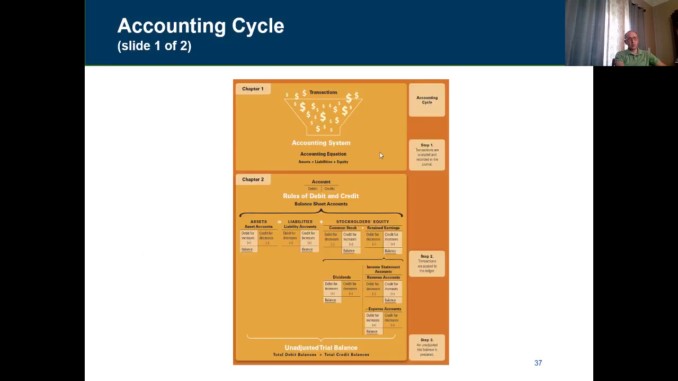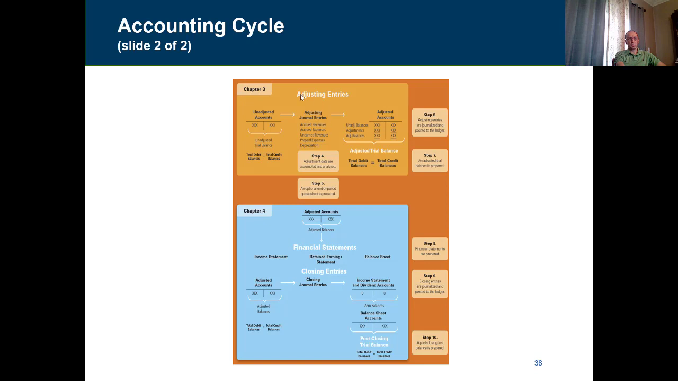So again, in chapter 1, we got to know the accounting equation, and we talked about the accounting system. And this is where we have the first step, where transactions are analyzed and recorded in the journal. In chapter number 2, we got to the rules of debit and credit. We've seen how the accounting equation is related to the balance sheet, and we've seen the income statement and the statement of retained earnings. And this is where we have the second step, where transactions are posted to the ledger. And then in step number 3, the unadjusted trial balance is prepared. And these are the 2 steps that we have done in chapter 2.